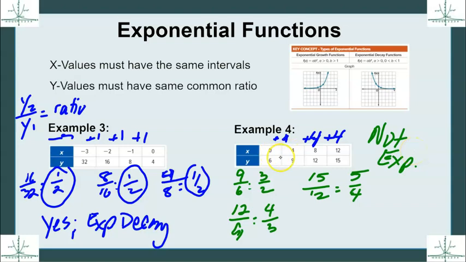What this would be is linear, because the y's are increasing by 3's. And you can see my slope would be the change in my y divided by the change in my x. That would be 3 over 4. So this would be a linear line with a slope of 3/4.